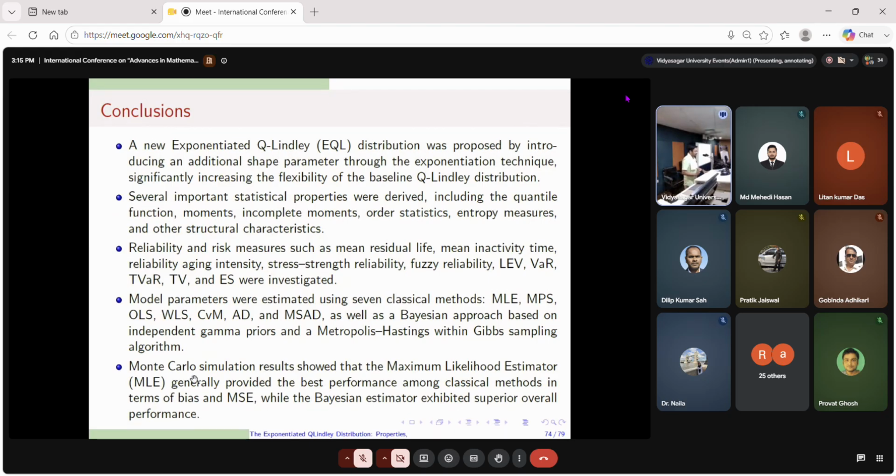Now I come to the conclusion part. In this topic we have developed a new distribution, the exponentiated QLindley distribution, and studied some of its statistical as well as distributional properties. Finally, to check the suitability of the proposed distribution, we have considered 4 real-life data sets, and based on that, we are able to say that our proposed model is one of the competitors of some other well-defined distributions. So that's all my presentation. Thank you.